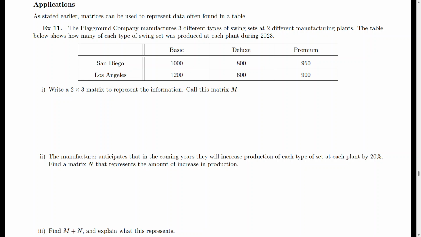The last thing we'll do in this section is talk about an application of matrices. This is kind of similar to what we started the section with. We have a table, we have some data in the table, and we need to rewrite it and manipulate it and do some work with it.